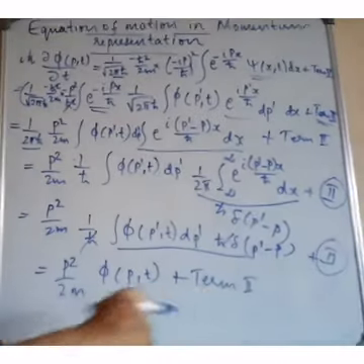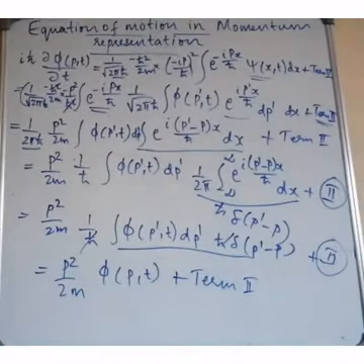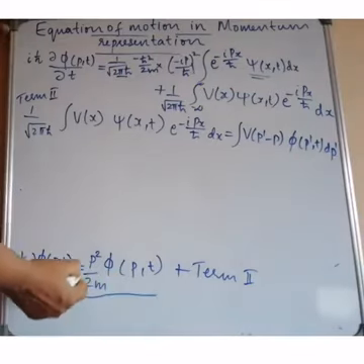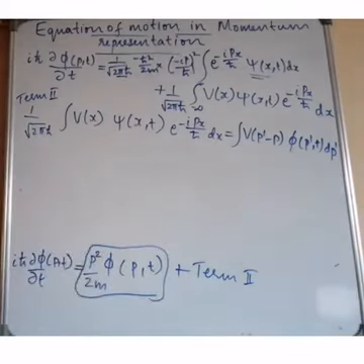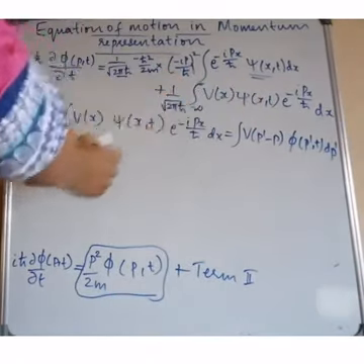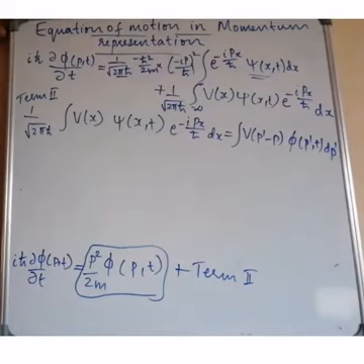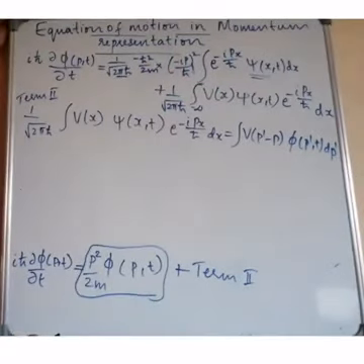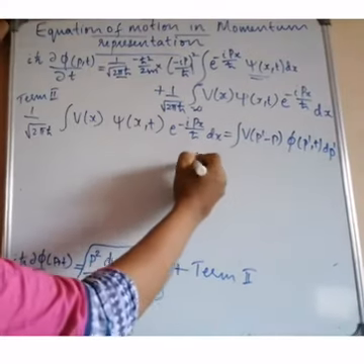Now I am going to integrate the second term. After integration, the first term is p square by 2m phi of p comma t. Now we have the second term here, 1 by square root of 2 pi h cut integral from minus infinity to plus infinity v of x psi of x comma t e raised to minus i p x by h cut dx. Okay, so the easiest way of doing this integral is using the convolution property.